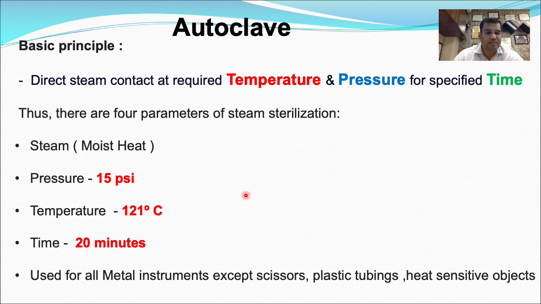All the metal instruments are sterilized by autoclaving. Almost all instruments that we are dealing with in general surgery are sterilized by autoclaving, except the scissors, because if you sterilize the scissors repeatedly, they lose their sharpness and become useless. Plastic tubings which do not withstand a higher temperature like 121 degrees are not sterilized by autoclaving.